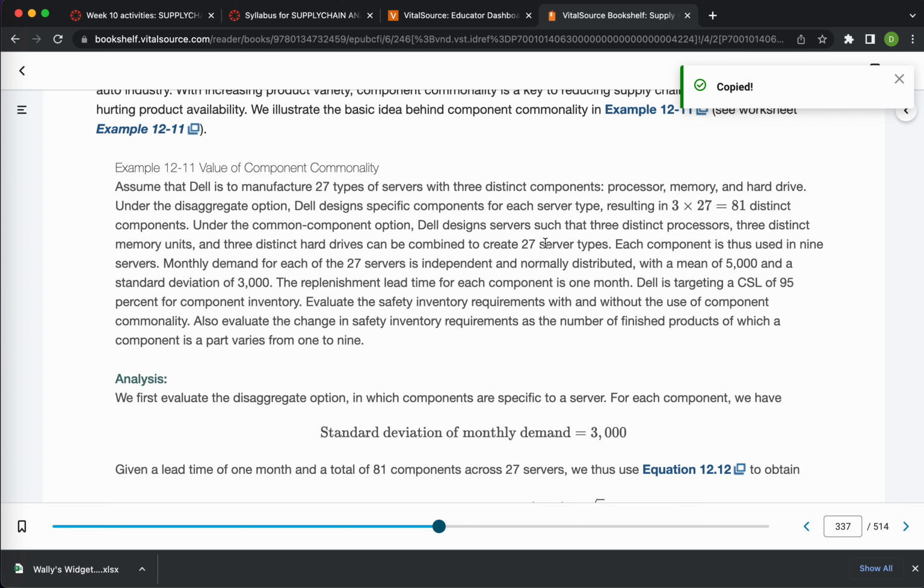Now, we will assume that the monthly demand for each of these 27 servers is independent, again, no correlation, and it is normally distributed with a mean of 5,000 and a standard deviation of 3,000. Replenishment lead time for each is about 1 month. And Dell is targeting a cycle service level of 95% for component inventory. So evaluate the safety inventory requirements with and without the use of component commonality, and also evaluate the change in safety inventory required if the number of finished products per component varies from 1 to 9. We'll talk about that too, right?